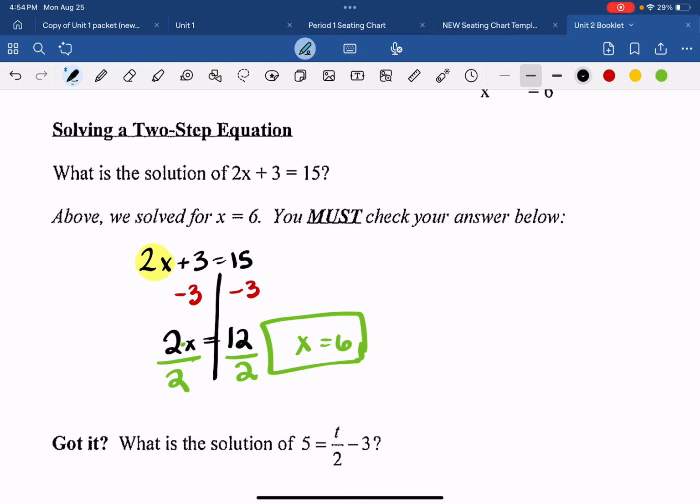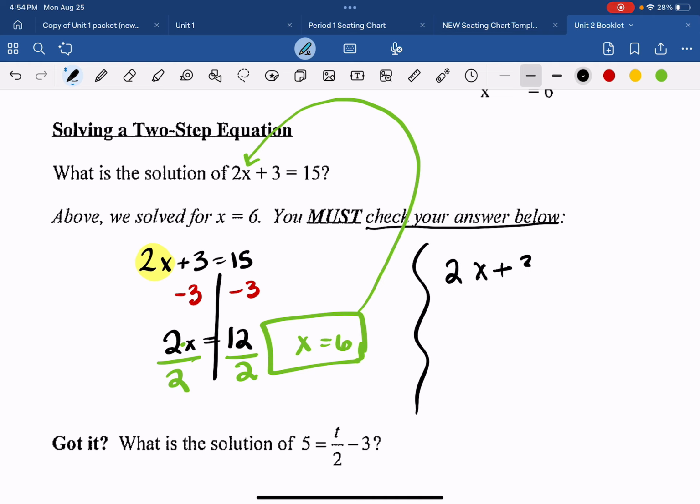Now the nice thing about these on your test is you'll be able to check your answers. How do you check your answers? Well, we're going to take our answer that we just found, and we're going to plug it in for x and just see what happens. Okay, so here's my equation again. I have 2 times x plus 3 equals 15. All I'm going to do is replace the x with 6.